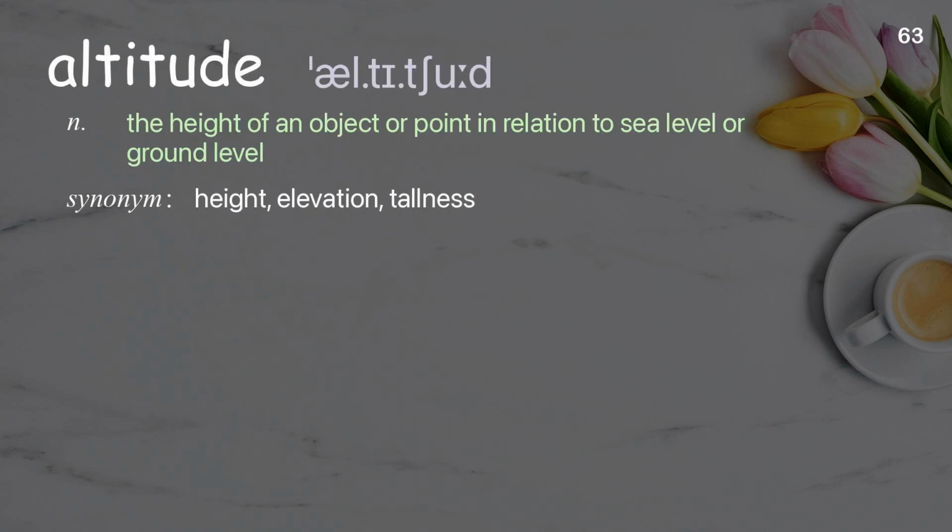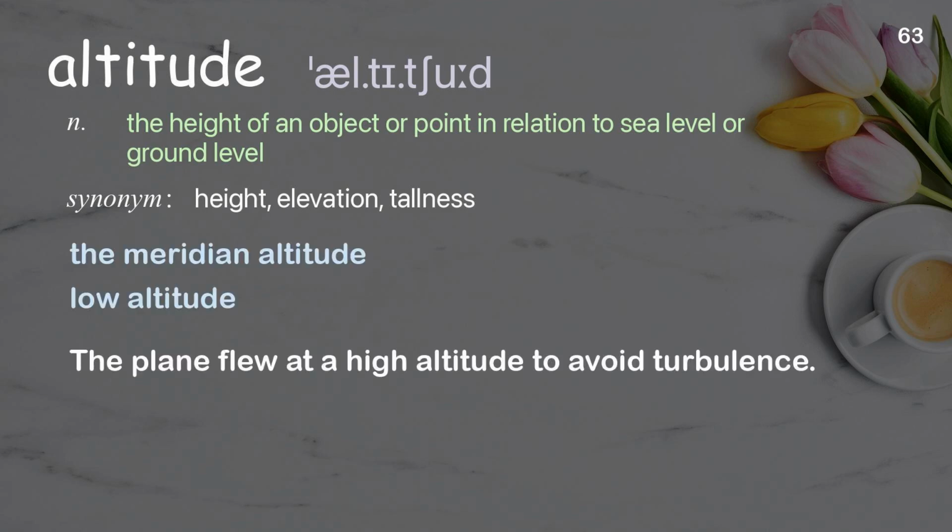Altitude. The height of an object or point in relation to sea level or ground level. Examples: the meridian altitude, low altitude. The plane flew at a high altitude to avoid turbulence.